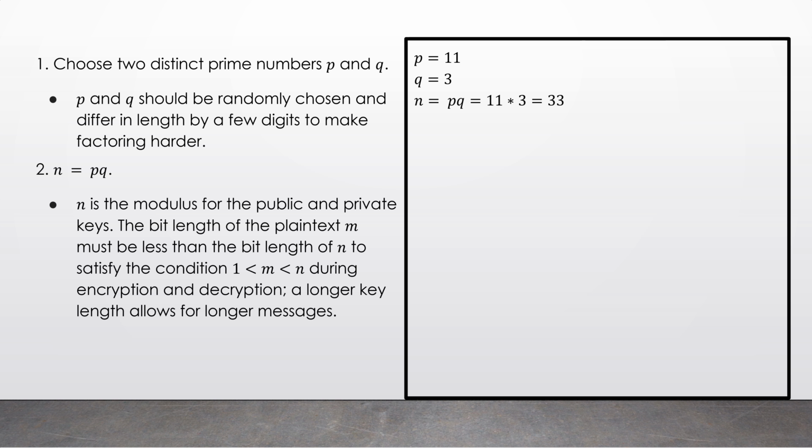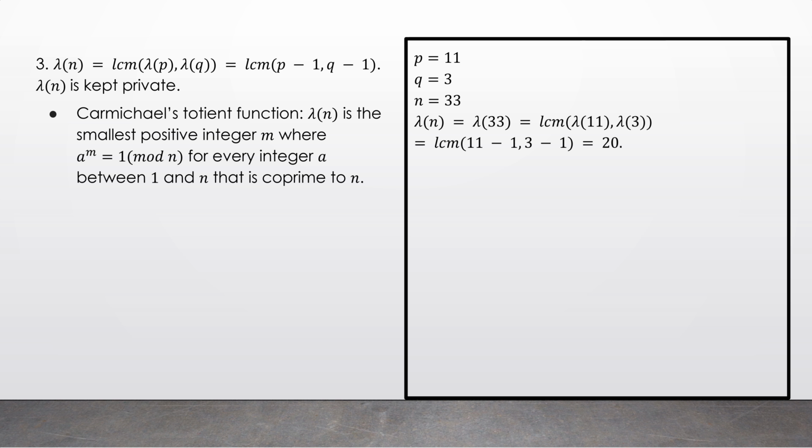We'll use Carmichael's totient function to define lambda of n. So lambda of n is the smallest positive integer m where a^m ≡ 1 mod n for every integer a between 1 and n that is coprime to n. In the context of the RSA scheme, we can set lambda of n as the least common multiple of p minus 1 and q minus 1. Lambda of n is kept private. So in our example, lambda of 33 equals the least common multiple of 11 minus 1 and 3 minus 1, which is 10 and 2, so 10.